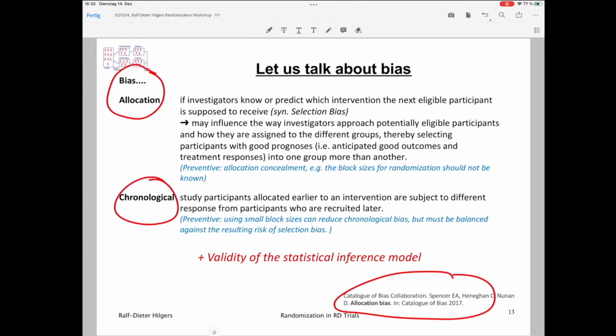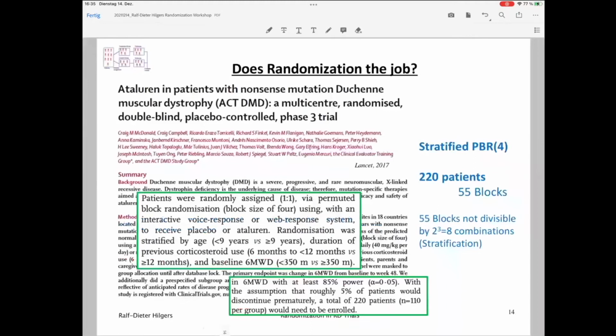So now we're going more into detail. Let's go ahead. I have a paper from McDonald in the Lancet 2017 on Duchenne muscular dystrophy patients, a multicenter randomized double-blind placebo-controlled trial of ataluren against placebo. So what did they do? They applied, as you can read in the paper, a stratified permuted block randomization with block size 4.